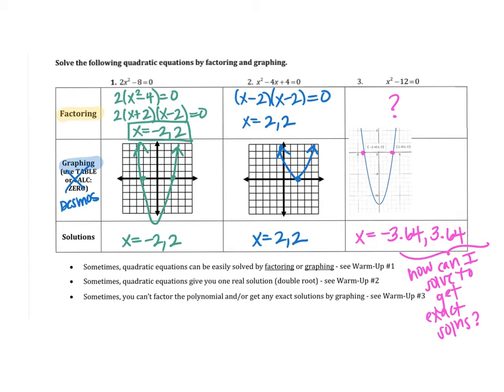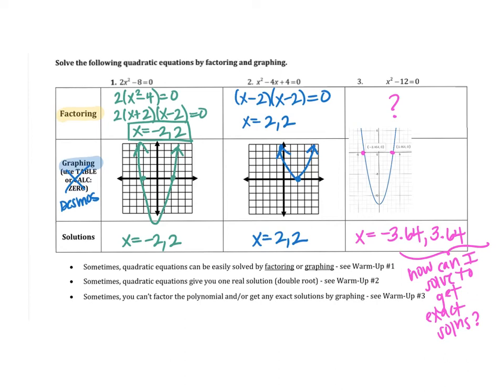For example 3, x squared minus 12 equals 0. First of all, I can't factor it, right? Because there are no 2 numbers that multiply to -12 and sum to 0. Because 12 is also not a perfect square, I couldn't use the difference of squares pattern. So factoring definitely does not work. Graphing works, right? We get x equals -3.64 and positive 3.64. Now the difference is it's an approximate solution. So our big idea is how can I solve to get exact solutions? And that's why we're going to use inverse operations.